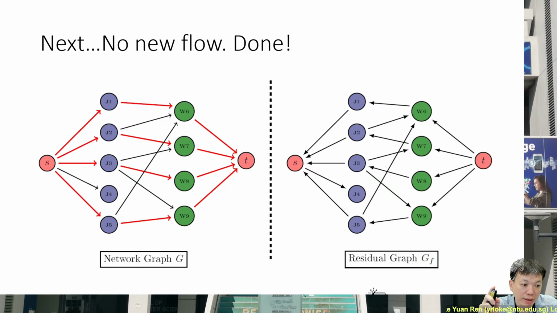The solution may not be unique. Whether the exact match is J1 to W6 or J2 to W7 may not be necessary. My concern is that in the end, I have 4 matches, which is the maximum I can have. Not surprising, you can see J4 doesn't have any connectivity with the W, so J4 definitely cannot find a match. In the end, only J1, J2, J3, and J5 found a match. So that is the maximum match, 4.